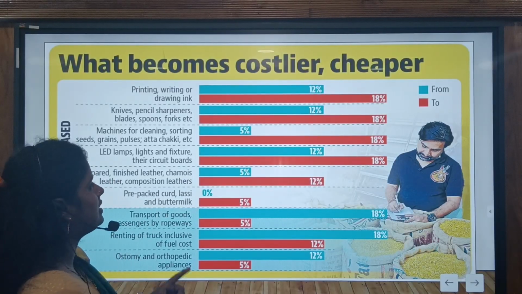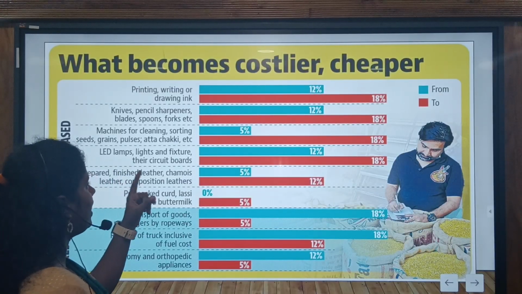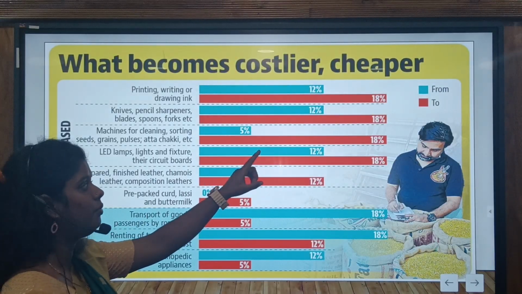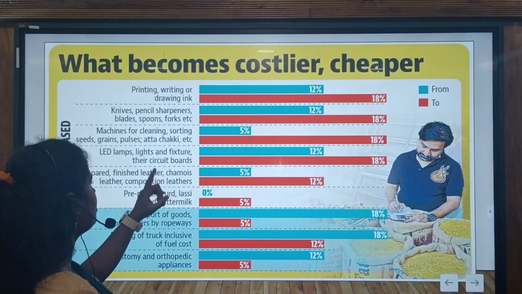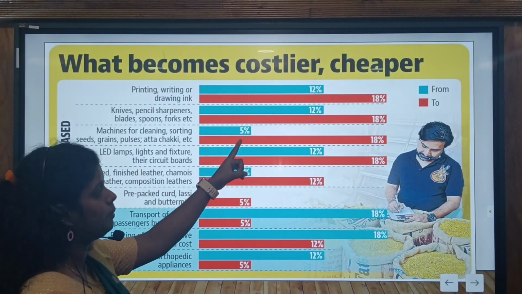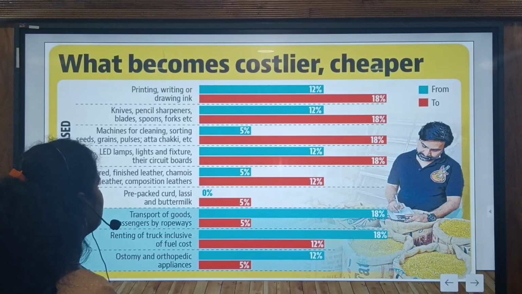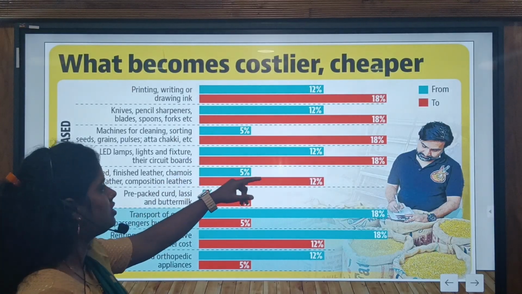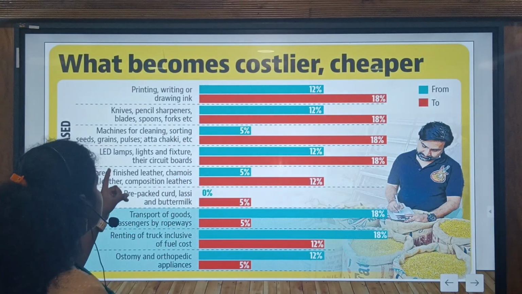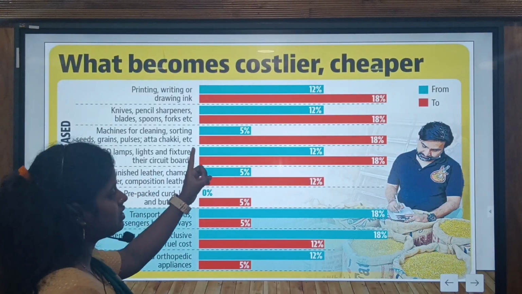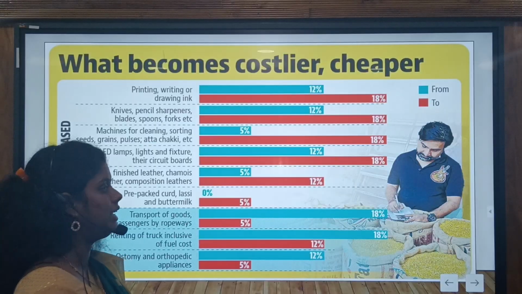Now, what becomes costlier and cheaper? Printing, writing or drawing ink: it was 12%, now it is 18%. Knives, pencil sharpeners, blades, spoons, forks, etc.: previously 12%, now 18%. Machines for cleaning, sorting, seeds, grains, pulses, atta chakki, etc.: previously 5%, now 18%. LED lamps, lights and fixtures and their circuit boards: previously 12%, now 18%.